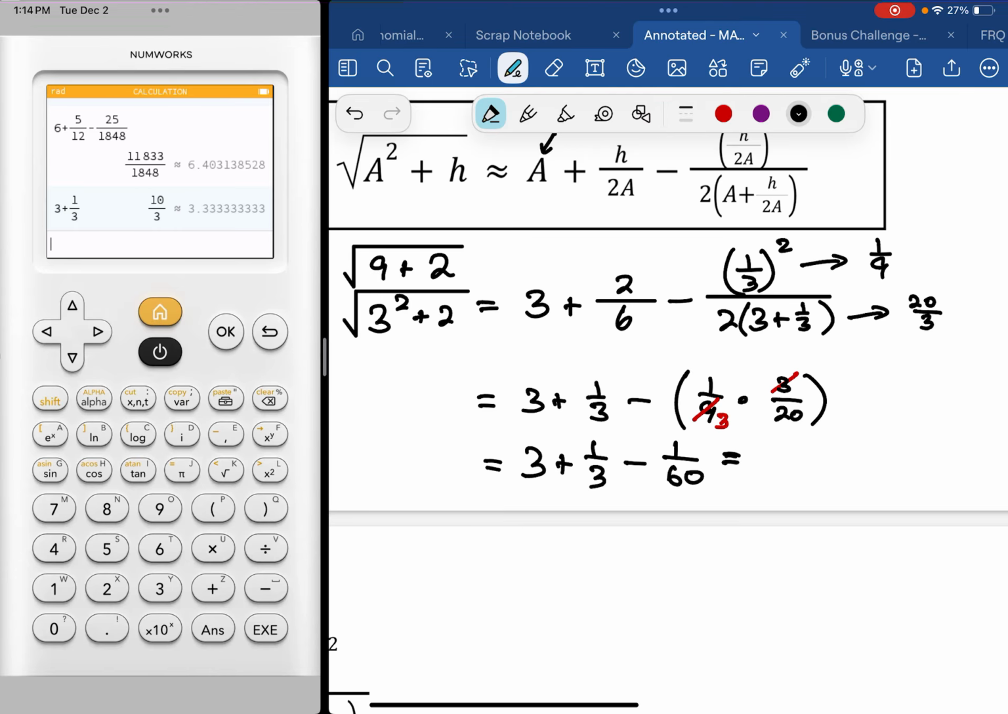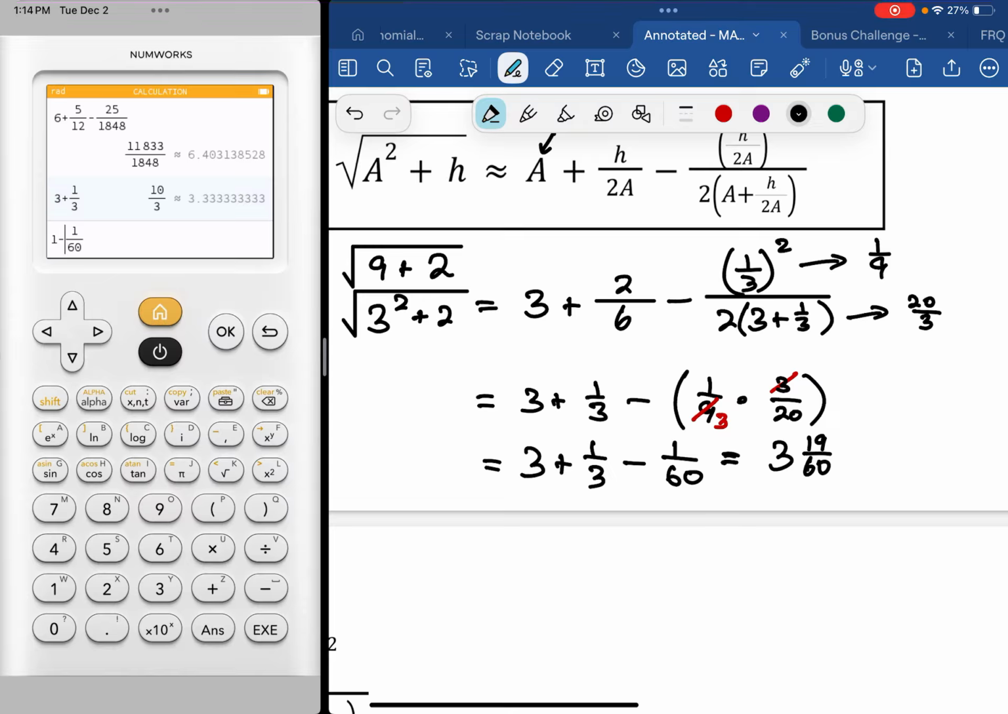All right, so if I get a common denominator, it's going to be 180 over 60 minus 1 over 60, 179 over 60. Actually, that doesn't even seem right. Over 60, it would be 20 over 60. Is that 20 over? Yeah, 20 over 60. So 19 over 60. So 3 plus 19 over 60. All right, I'm going to double check that, obviously. So 1 third minus 1 over 60. Yeah, 19 over 60.